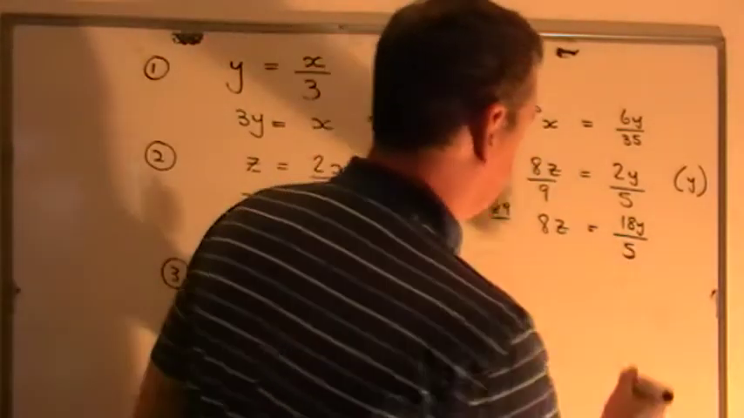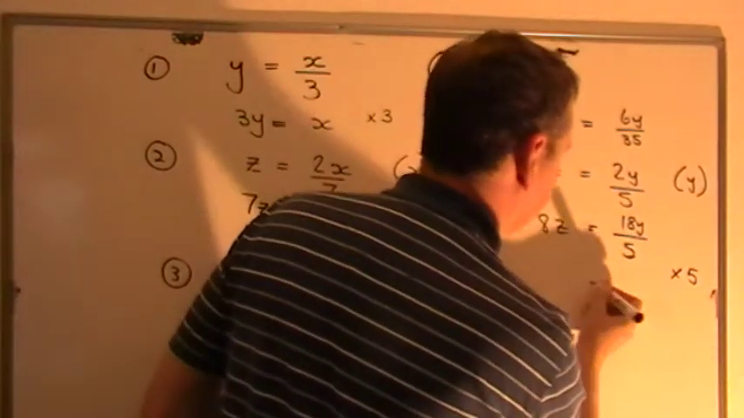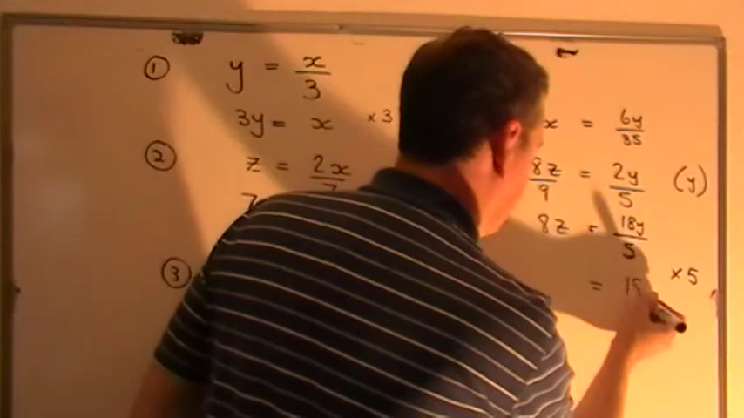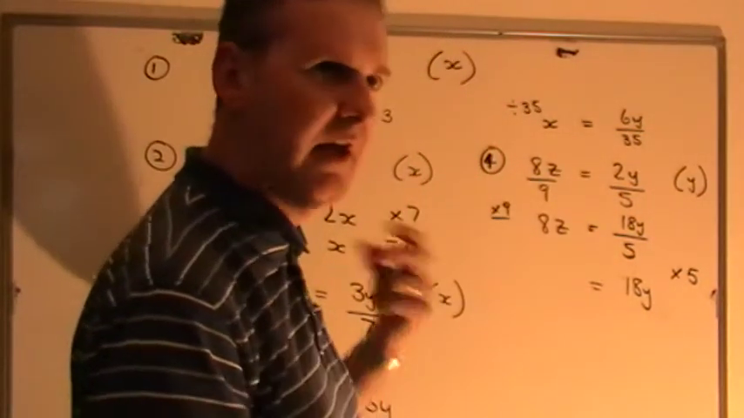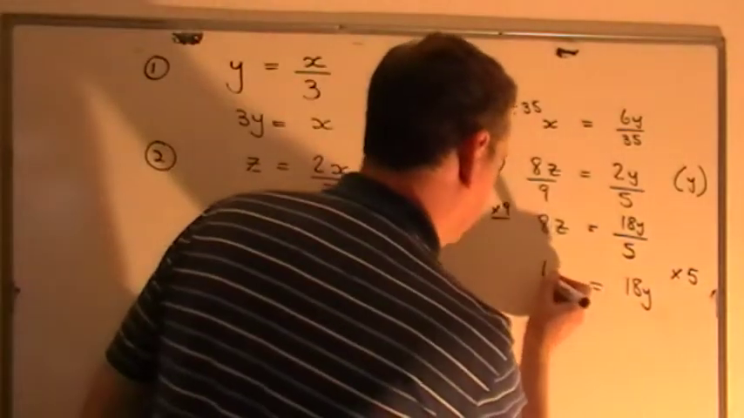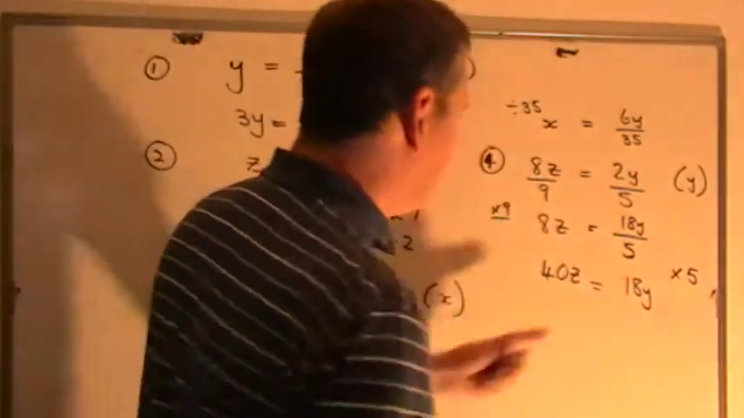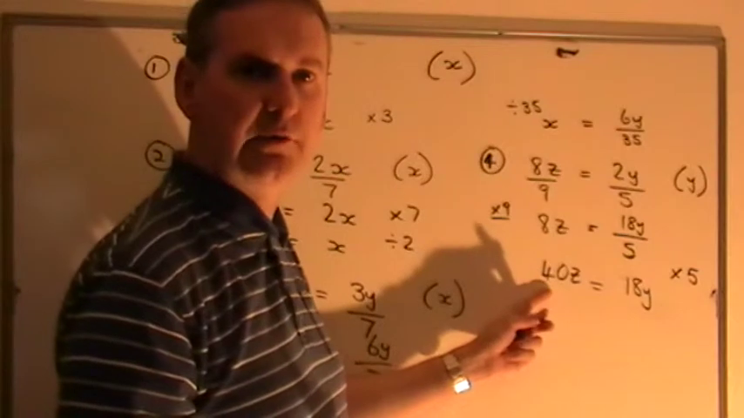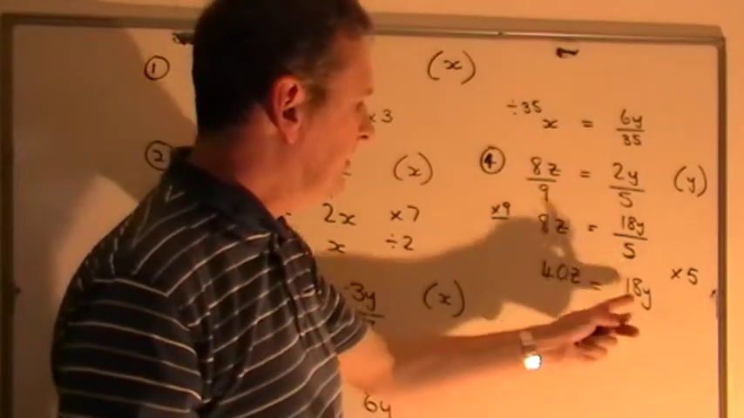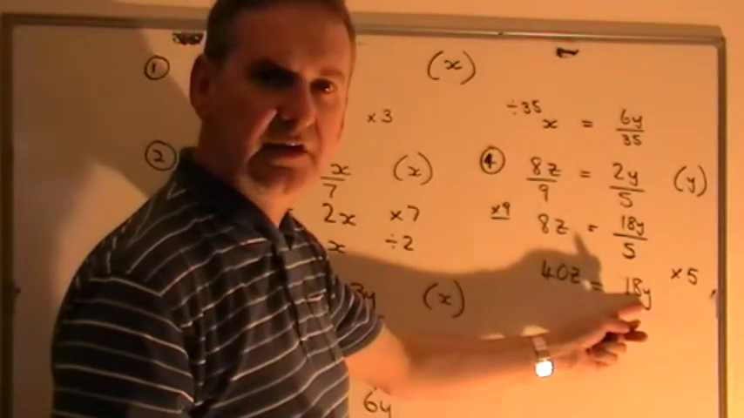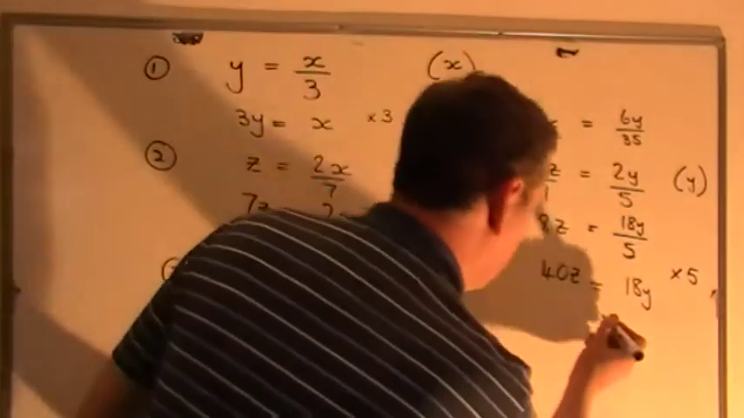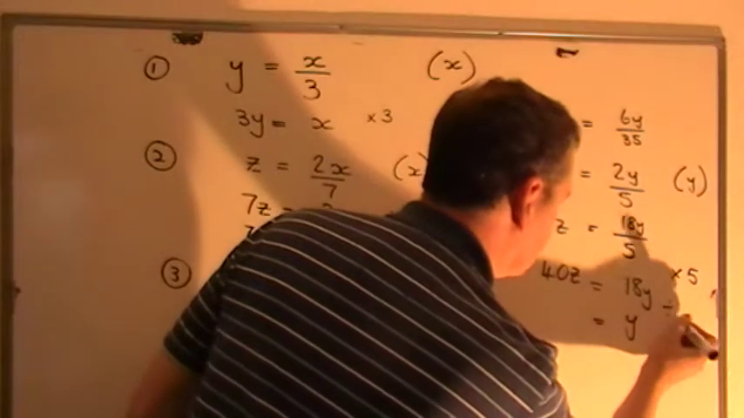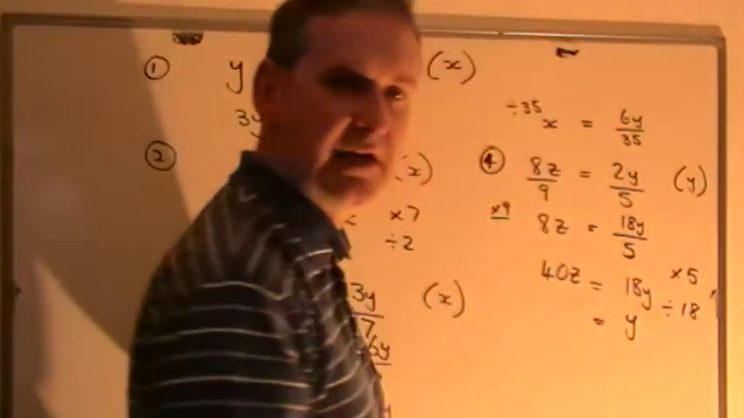Let's deal with the 5. I times by 5. Times that by 5, you get 18y. So I times 8z by 5. 8z's times 5, you get 40z's. So there you go, I've got rid of all the awkward fractions. Now how do I get rid of the 18 just to leave what I want, which is y, remember? Well, to go from 18y to y, you simply share by 18.